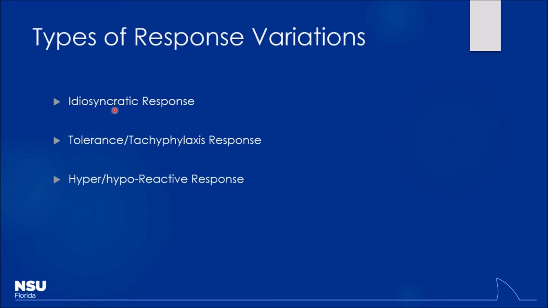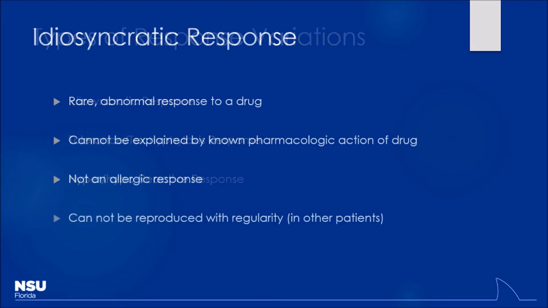So some of the variation responses we'll talk about include things like idiosyncratic responses. We'll talk about tolerance and tachyphylaxis, and then hypo and hyperreactive responses you can see with medications. Now, idiosyncratic responses, what do you think this means? Like idiosyncrasy, what does that mean? It's like a unique individual trait. Yeah, it's just like a random sort of thing. Like you can't predict who's going to have one of these responses here, right?